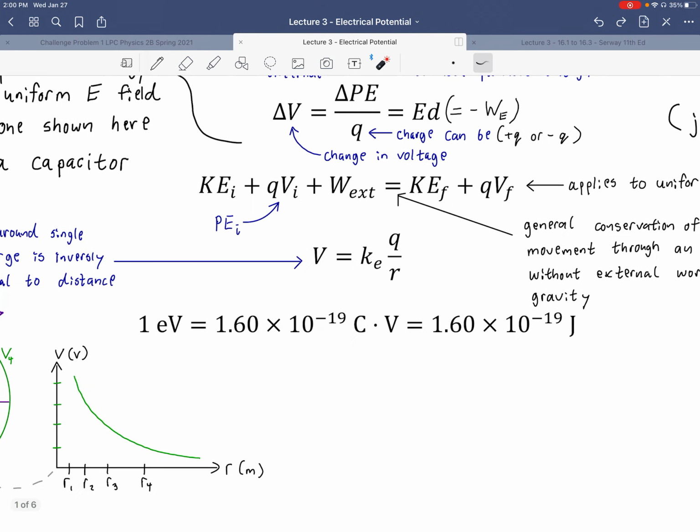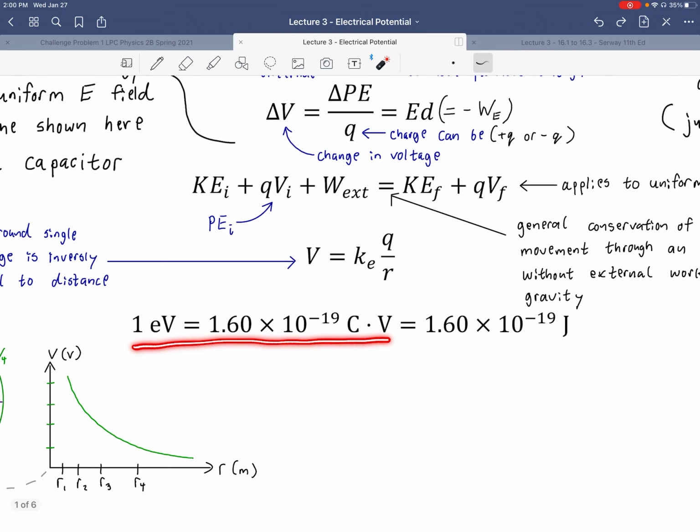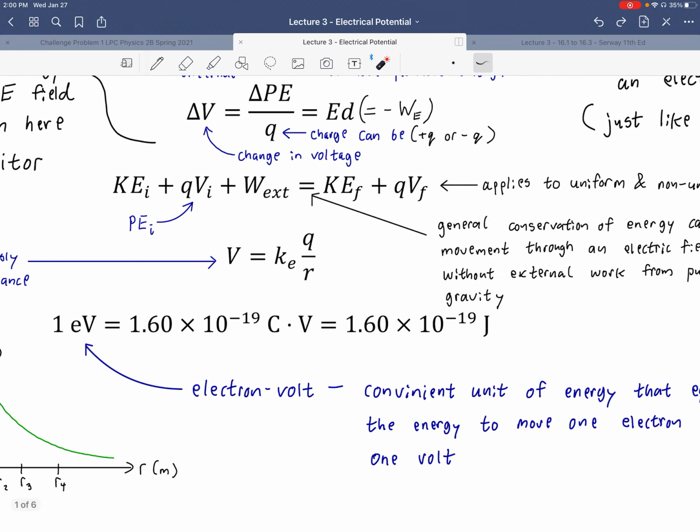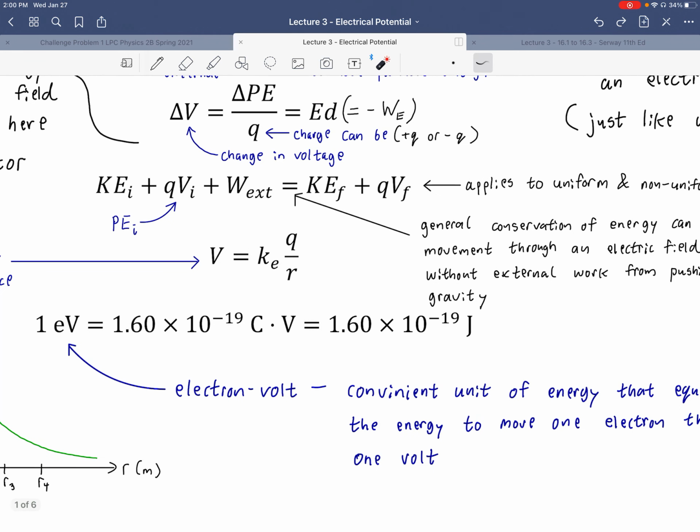So finally, our last formula is just a way to convert energy from the traditional joules to an energy that's more well suited to the small energies of charges, called an electron volt. An electron volt is a measurement of energy, and it's equal to exactly 1.6 times 10 to the negative 19 coulomb volts, which is the same as saying 1.6 times 10 to the negative 19 joules.